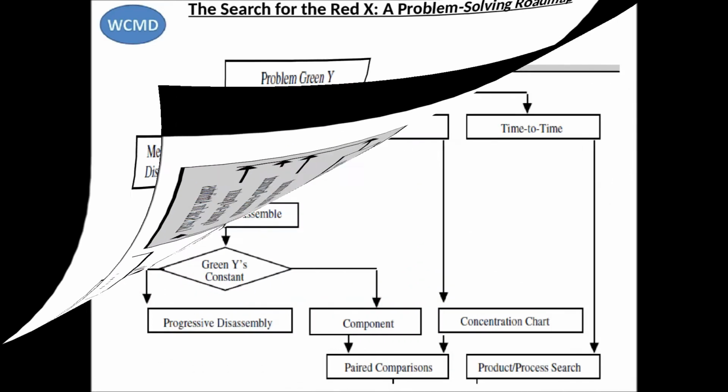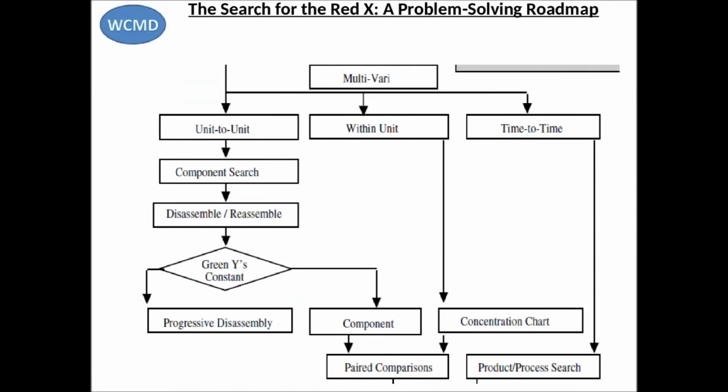Starting at the clue generation stage with multivariable analysis, we reduce a large number of unknown and unmeasurable causes of variation to a much smaller family of related variables containing the red X, that is the dominant cause. It is a graphical technique that homes in on the most likely cause of a problem by eliminating non-contributing causes of variation.